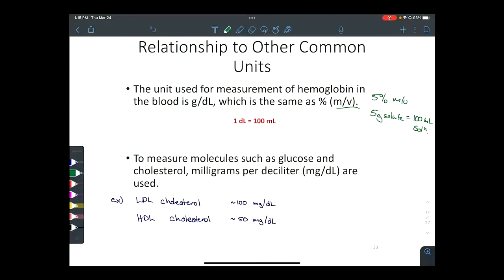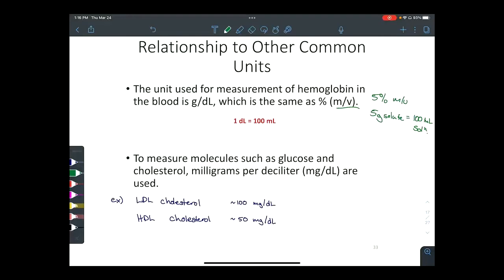Oftentimes in the medical field, and don't ask me why they do this, they will report concentrations as milligrams per deciliter, but it actually means the exact same thing as percent mass over volume. So whether you see milligram over deciliter or percent mass over volume, the calculations will be the exact same. I just wanted to point that out because if you ever get your blood taken and your cholesterol measured, those measurements are taken in milligrams per deciliter.